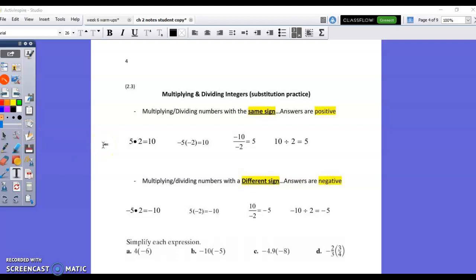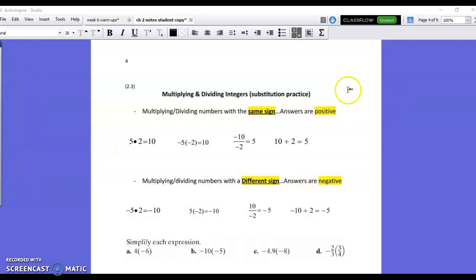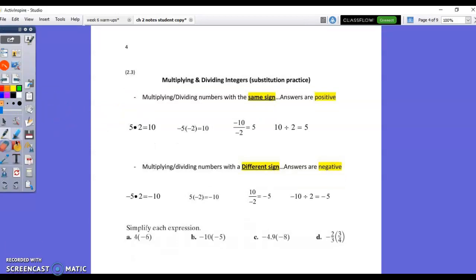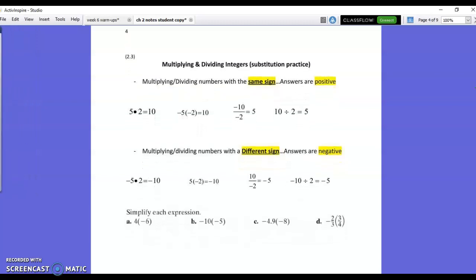Okay, so this is going to be 2.3, multiplying and dividing integers, and also a lot more practice on substitution as well. As we get better with that, it becomes second nature. All right, multiplying and dividing numbers with the same sign, meaning they're both positive or both negative, your answers are always positive. If the signs are different, meaning one is negative and one is positive, then the answers are always negative. So if you look at these two, these are both positive, so we get a positive.